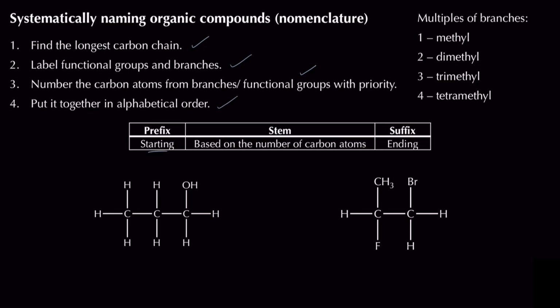Prefix is the starting bit, the stem shows us how many carbon atoms we've got, that's the middle bit, and then the suffix is going to be the ending point. That's going to be, of course, how we end the actual molecule itself.